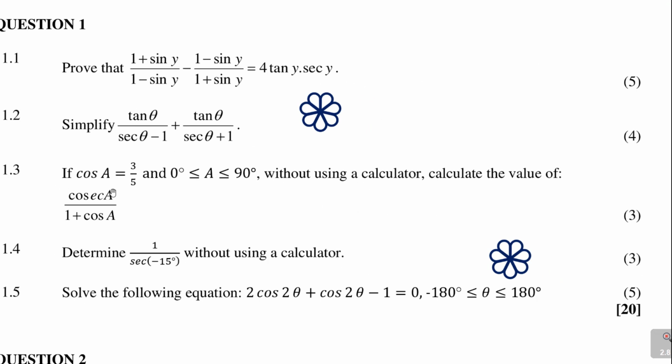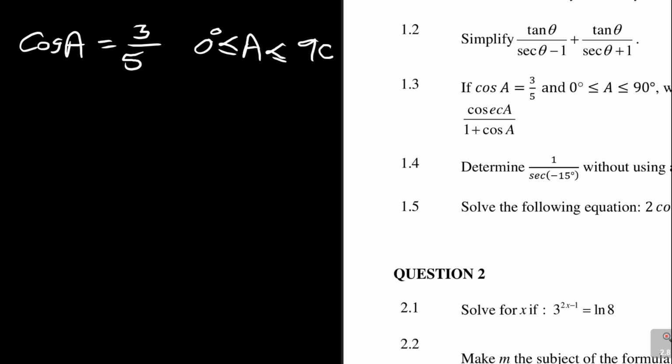3 marks. If cos A is 3 over 5 and you're given that A is between 0 and 90, without using a calculator, calculate the value of that. This was not supposed to be difficult. They are already telling you, if I can write this here, you are given cos A is equal to 3 over 5, and they gave you now the domain, which is 0 is less than or equal to A is less than or equal to 90 degrees.